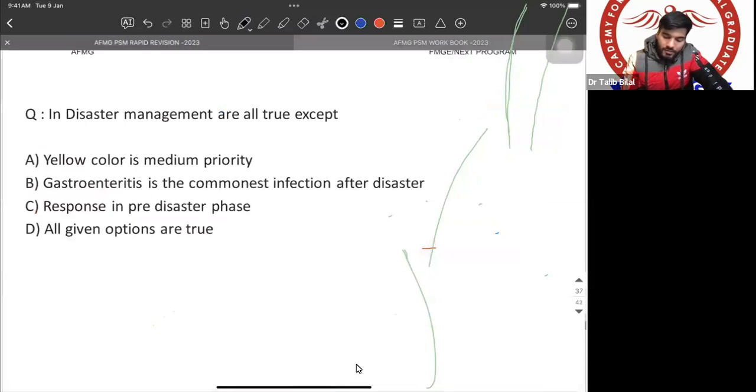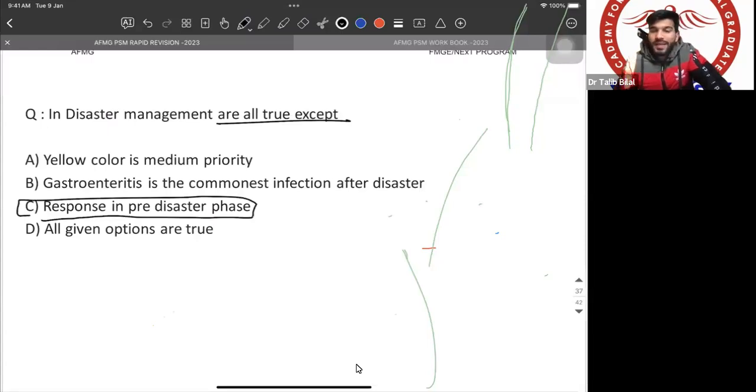In disaster management, all are true except. The answer is C, response in the pre-disaster phase. Is response pre-disaster or post-disaster?